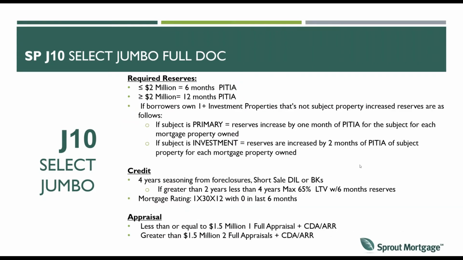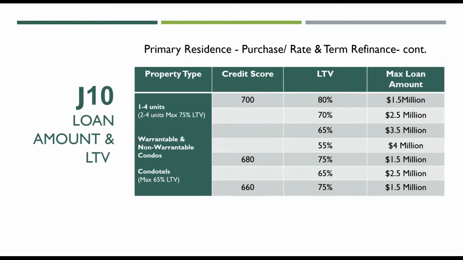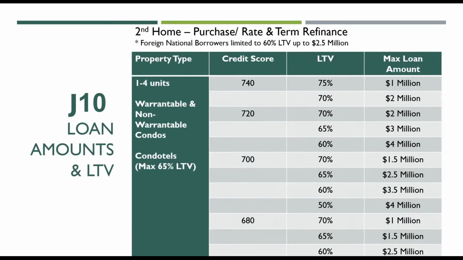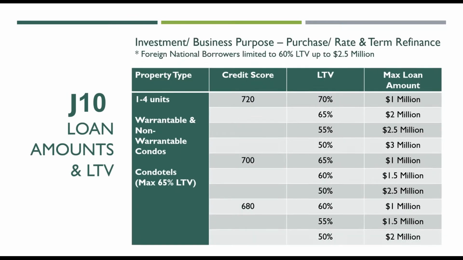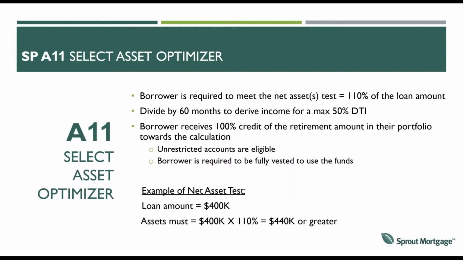The required reserves are listed here. Like I said, the credit will need a 4-year seasoning from foreclosures, short sale, deed in lieu, or bankruptcy. And then the J10 matrices are listed here. And then the A11 select asset optimizer.